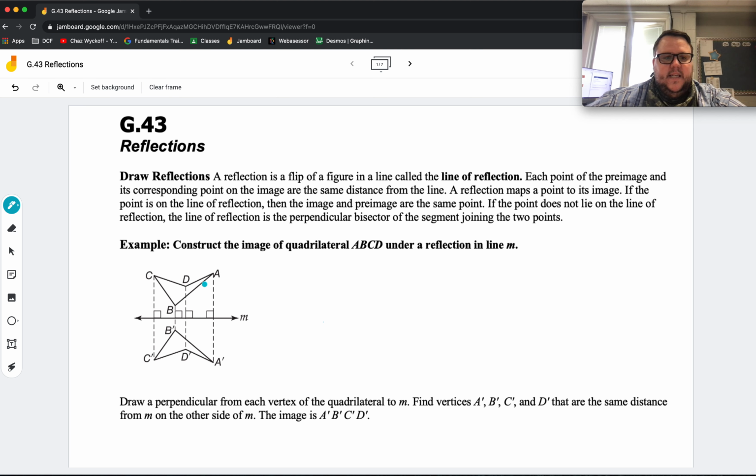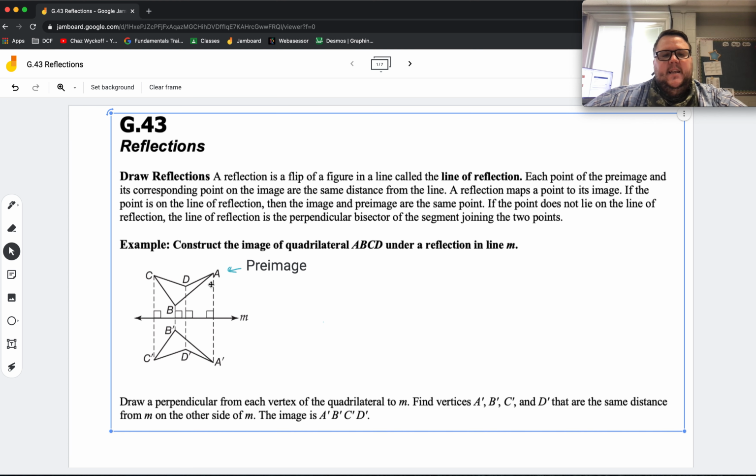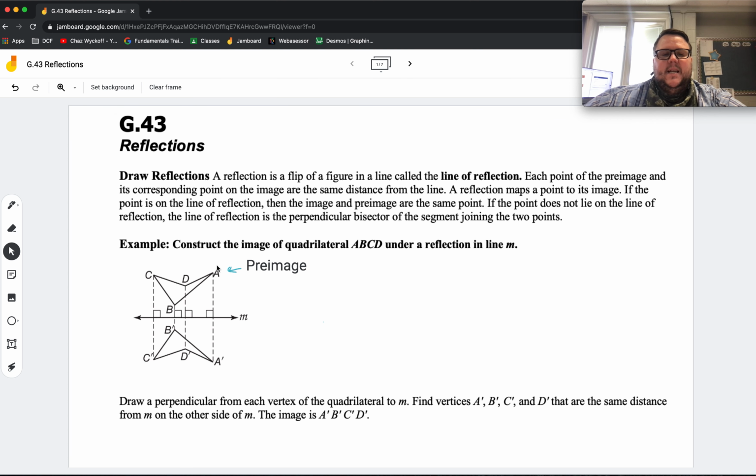Quadrilateral ABCD. That is called the pre-image. I'm going to type that. All right? And we know it's the pre-image because it doesn't have a prime on it. So that's what we started out with. The bottom one, see how it says A prime, that's that little mark there, B prime, C prime, D prime. That is called the image.